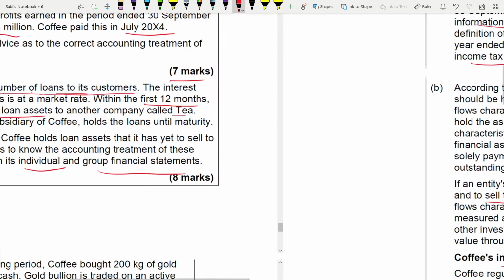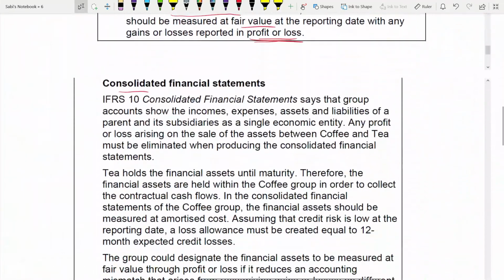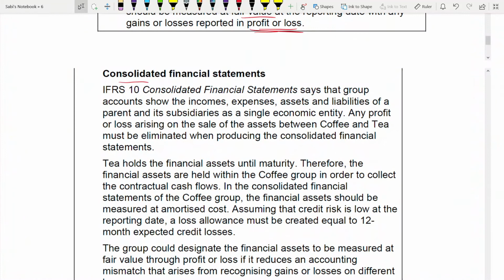Okay. Now we are coming to the consolidated. Which standard are you going to refer to? IFRS 10. Okay. So what does it say, the rule from IFRS 10, first in the first paragraph?